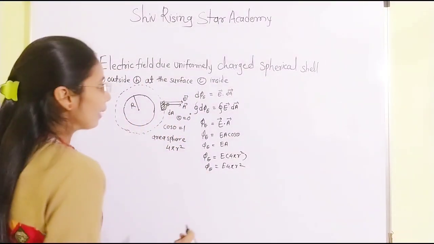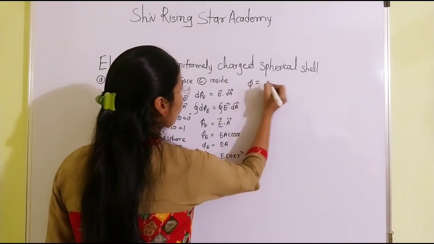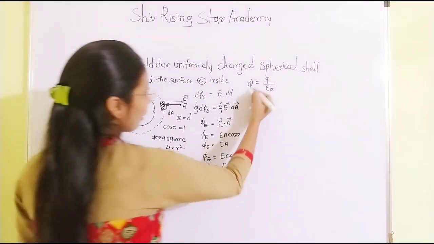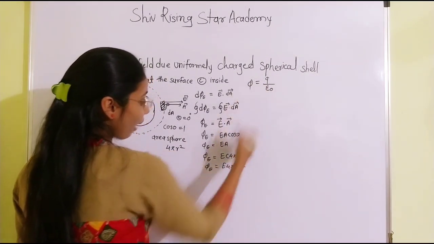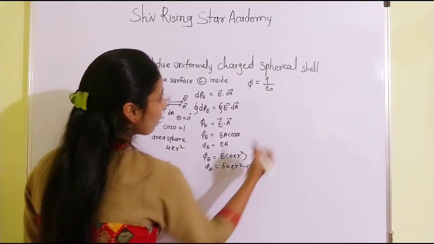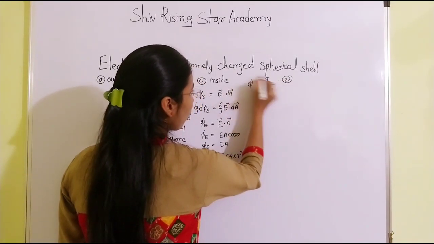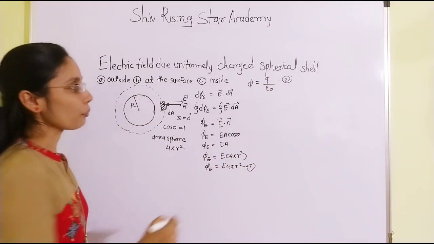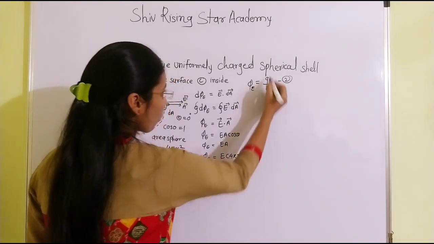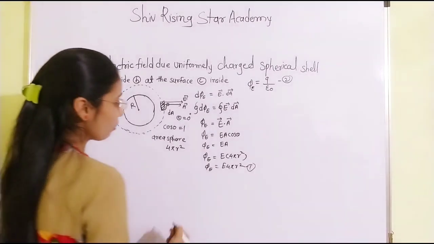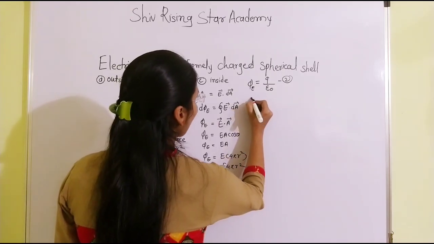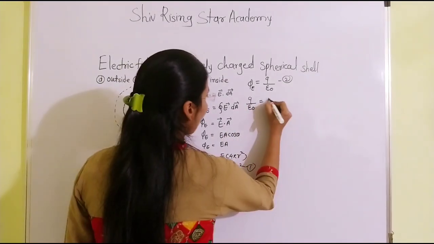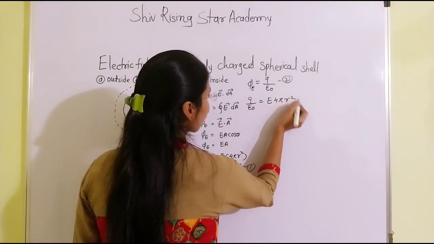According to Gauss law, phi is equal to Q by epsilon naught. Suppose this is 1 and this is 2, according to Gauss law, the left hand side of both are the same, this is phi. So we can equate the right hand terms. So we can write Q by epsilon naught is equal to E into 4 pi r square.